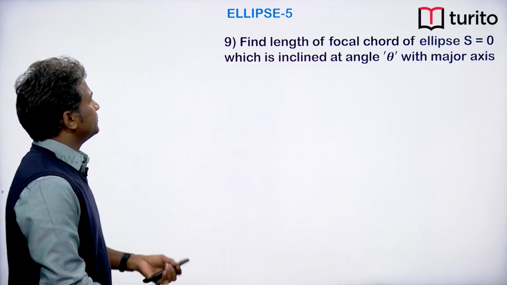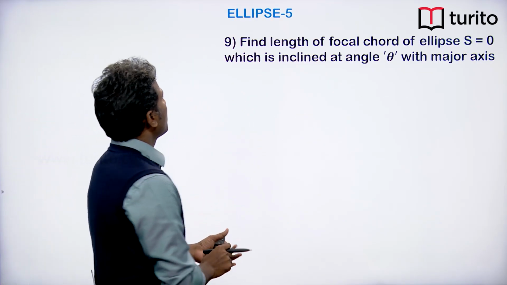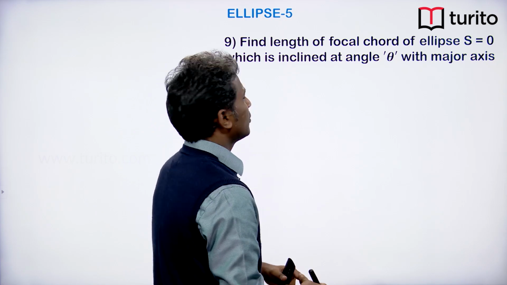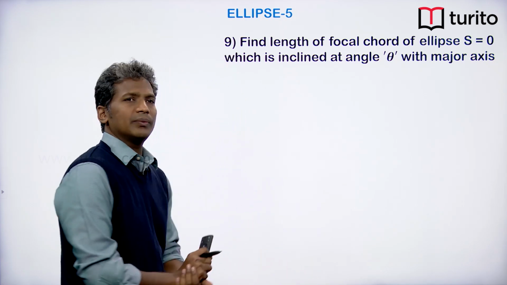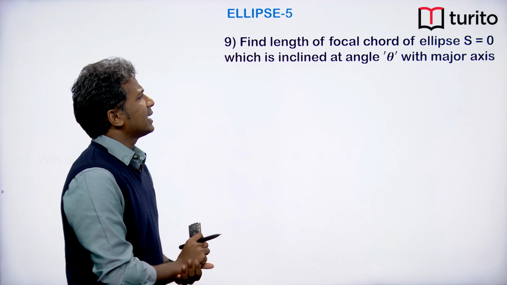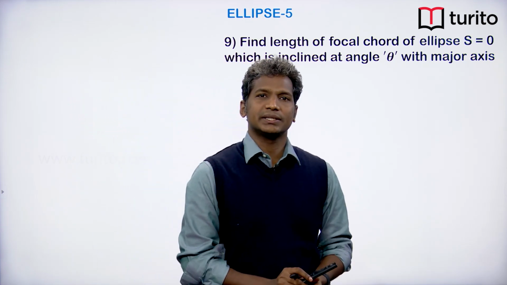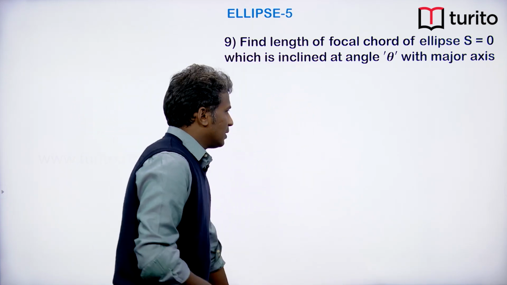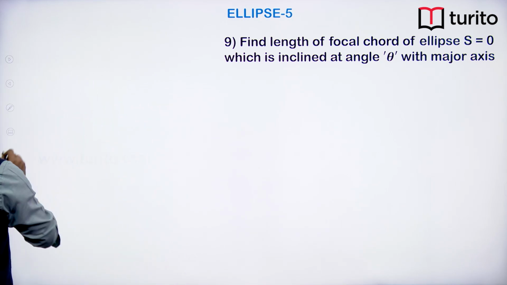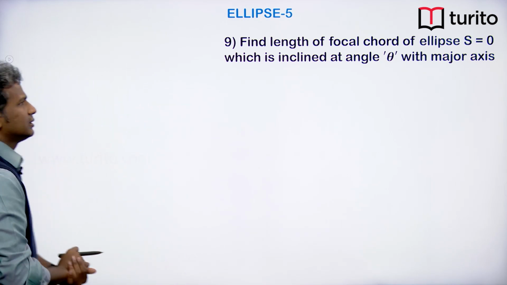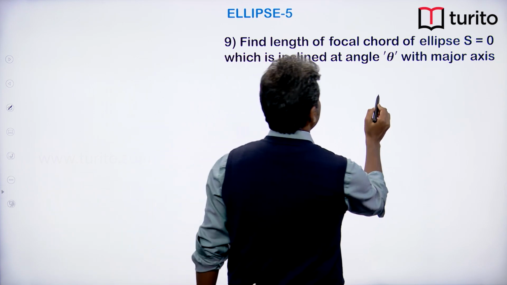So, the first question is: find the length of the focal chord of the ellipse S equal to 0 which is inclined at an angle theta with the major axis. So here, first we need to take an ellipse. Suppose let us say there is an ellipse here.